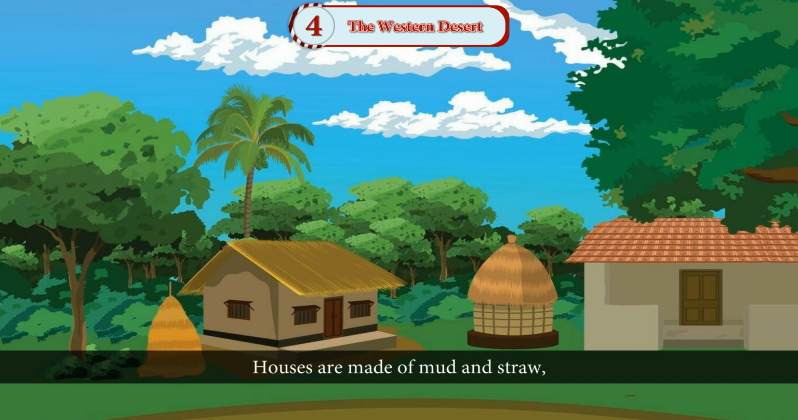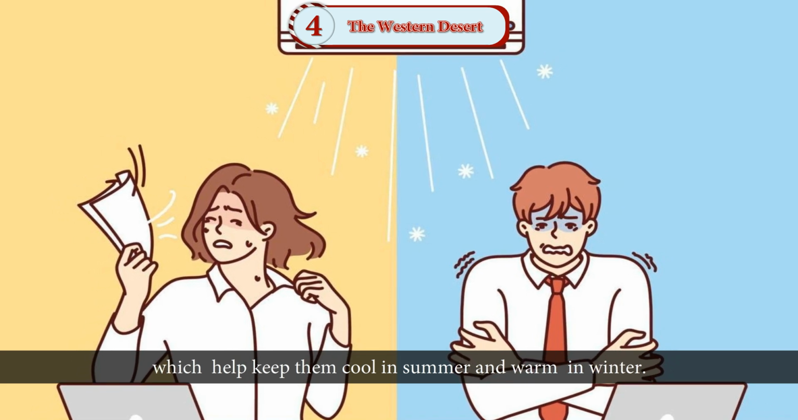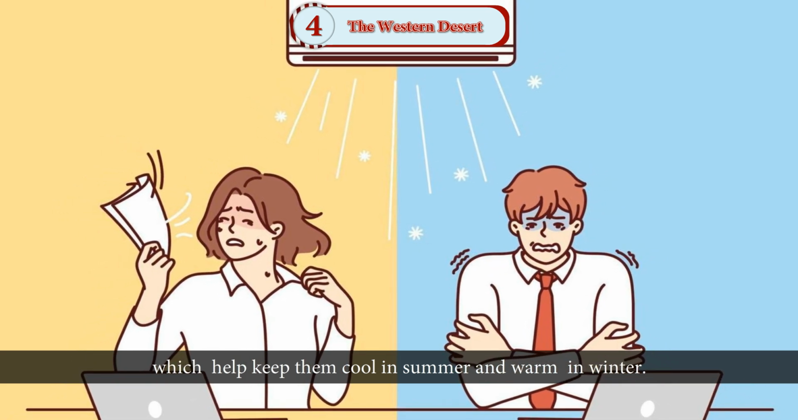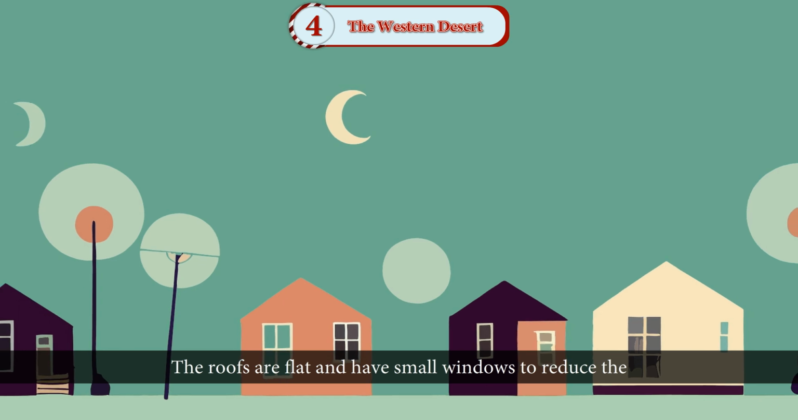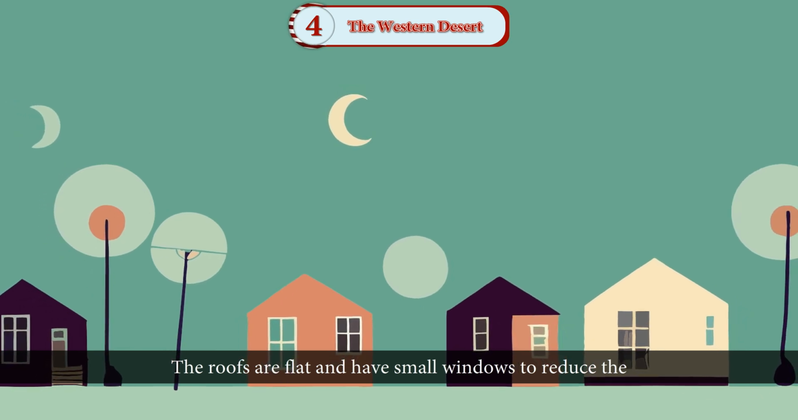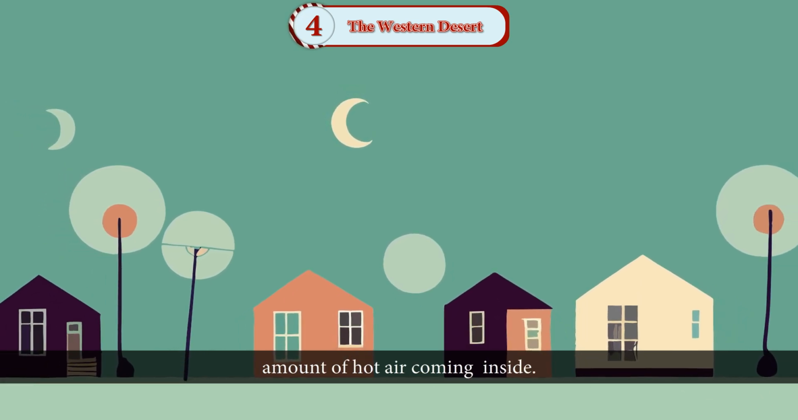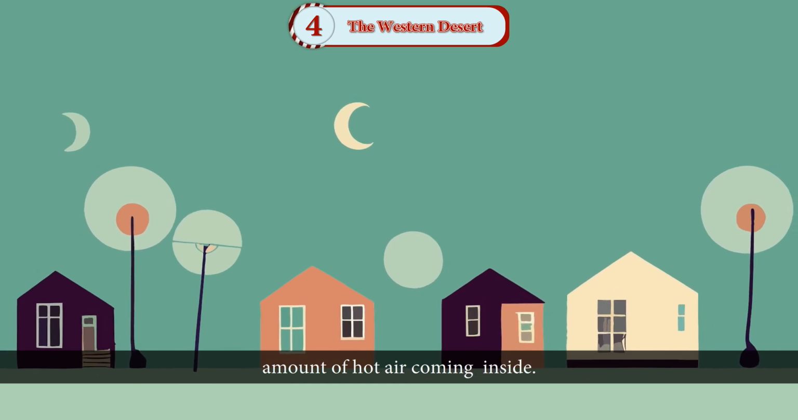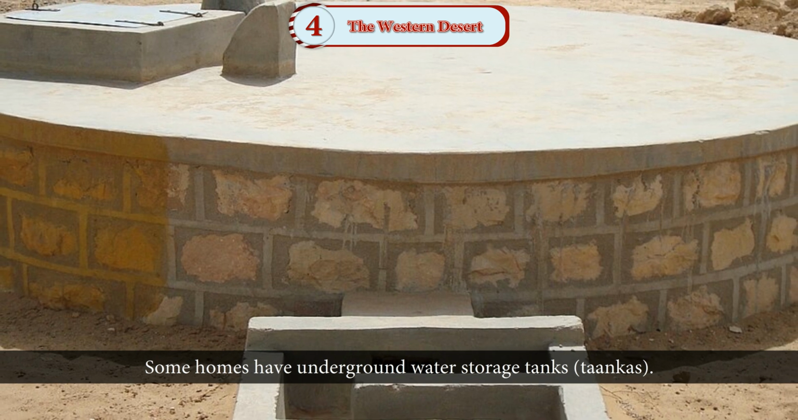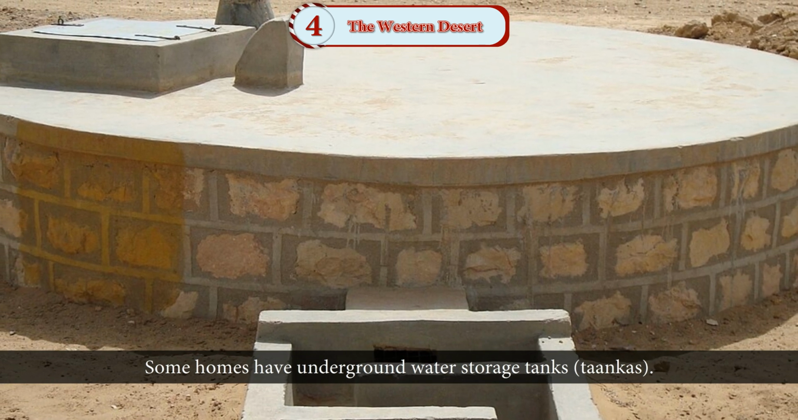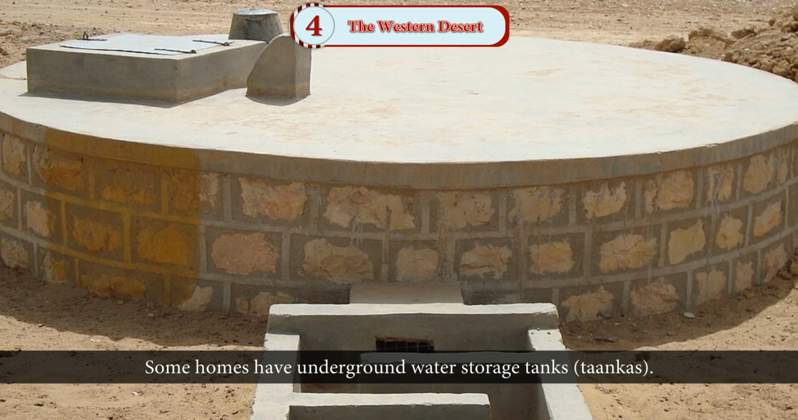Houses. Houses are made of mud and straw, which help keep them cool in summer and warm in winter. The roofs are flat and have small windows to reduce the amount of hot air coming inside. Some homes have underground water storage tanks, tankas.